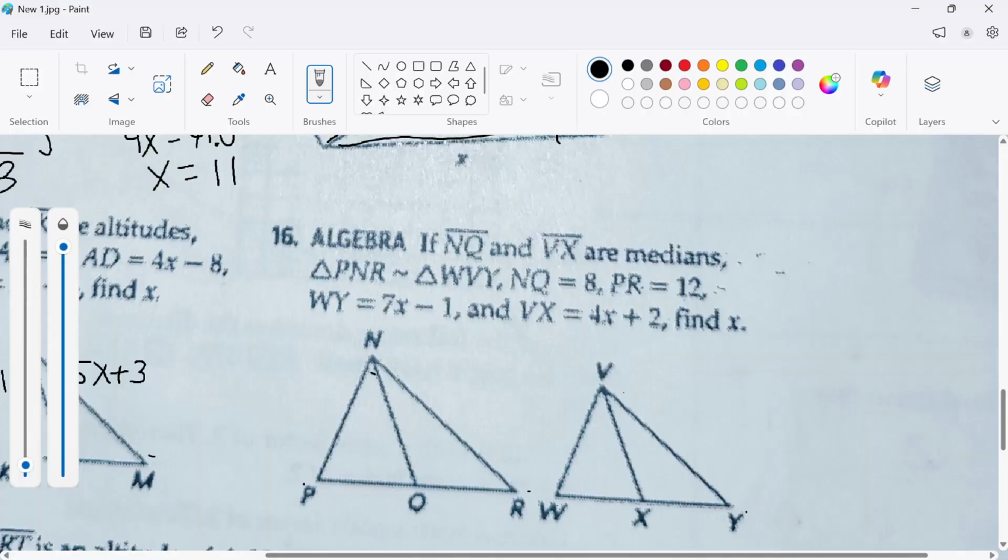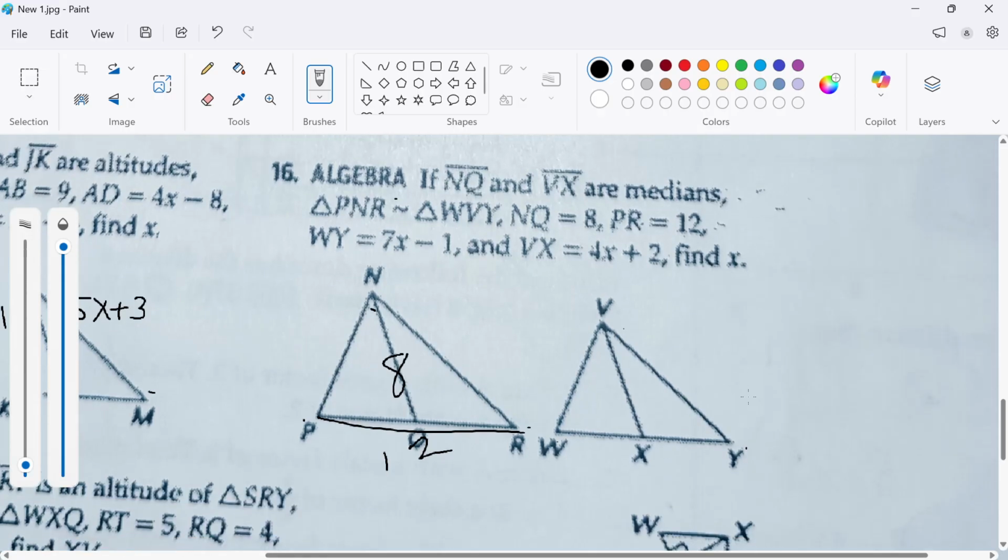PNR is similar to WVY, so they're drawn the way they're similar. NQ is 8. PR is 12. WY is 7x minus 1. Oh, it says right here that they're similar. For some reason it didn't dawn on me that it said they were similar. NQ is 8, PR is 12, got it. WY is 7x minus 1, and VX is 4x plus 2.